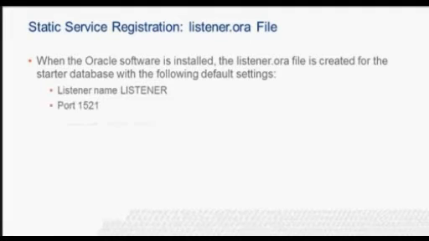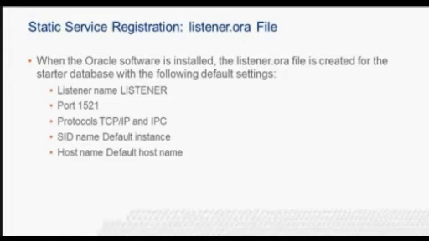The listener.ora file is used to configure the listener for static service registration. The listener.ora file must reside on the machine or node on which the listener is to reside. The listener.ora file contains configuration information for the following: the listener name, the listener address, databases that use the listener, and listener parameters.